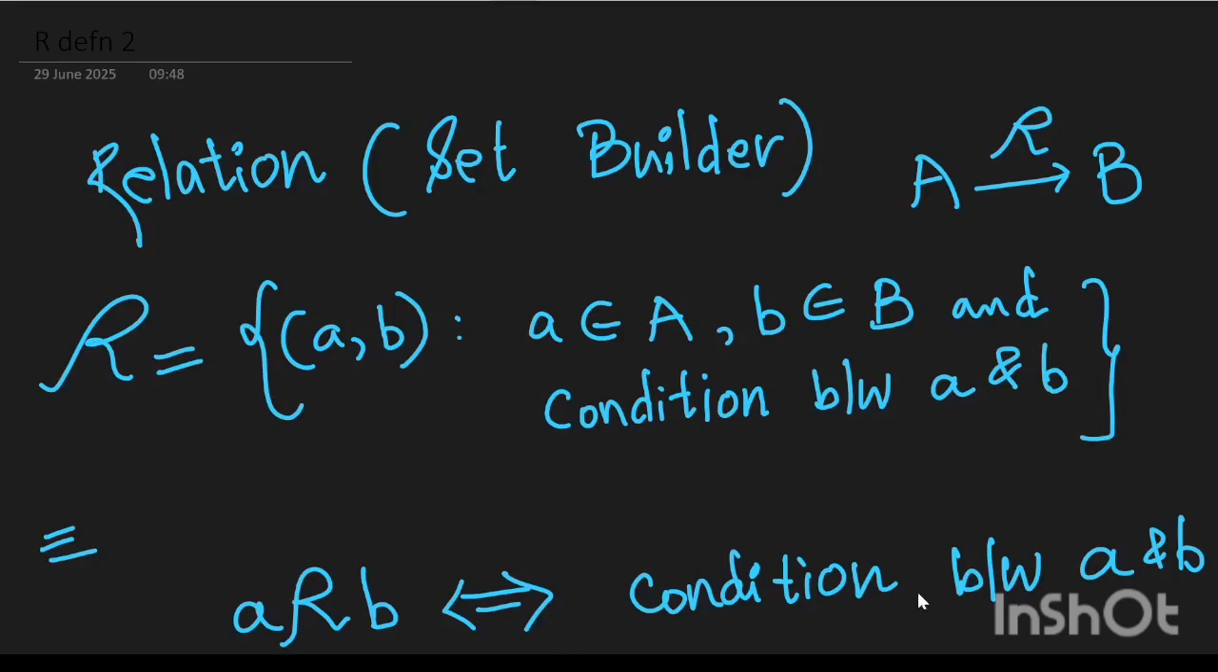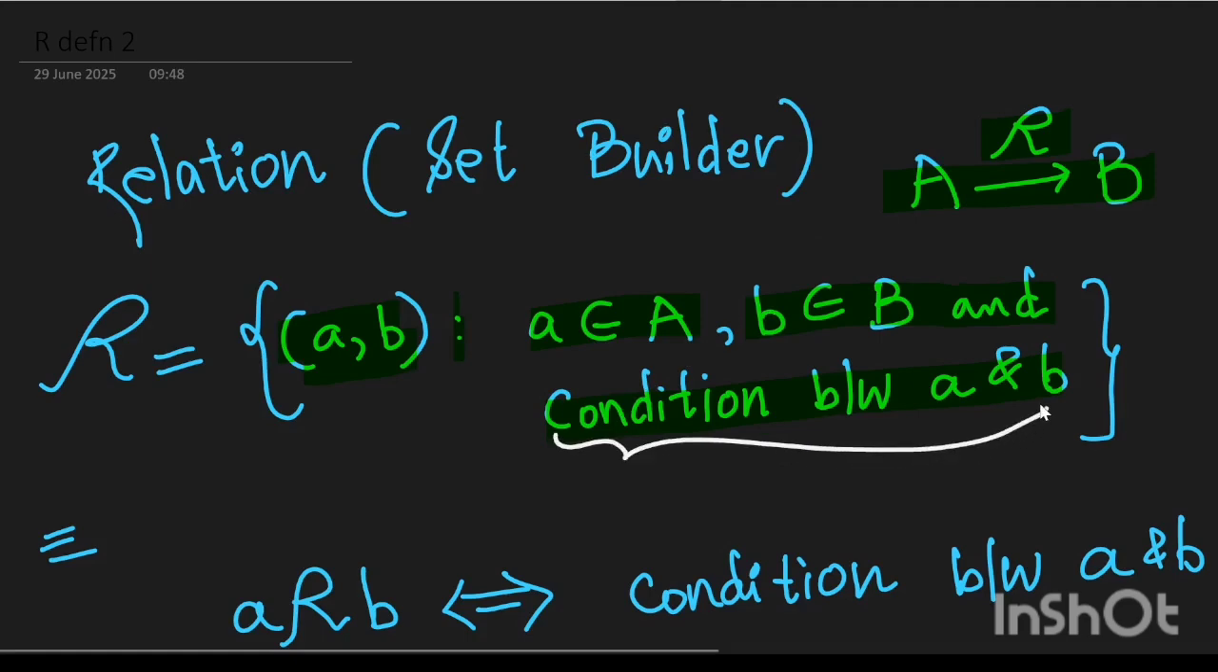So in set builder form, if a relation is expressed, the relation is from set A to set B. So we write the ordered pair (a, b), then a colon, a belongs to A, b belongs to B, and a condition between a and b. This condition can be a mathematical equation, an inequality, or something which is a mathematical relation verbally described. So this is what I mean by condition between a and b.